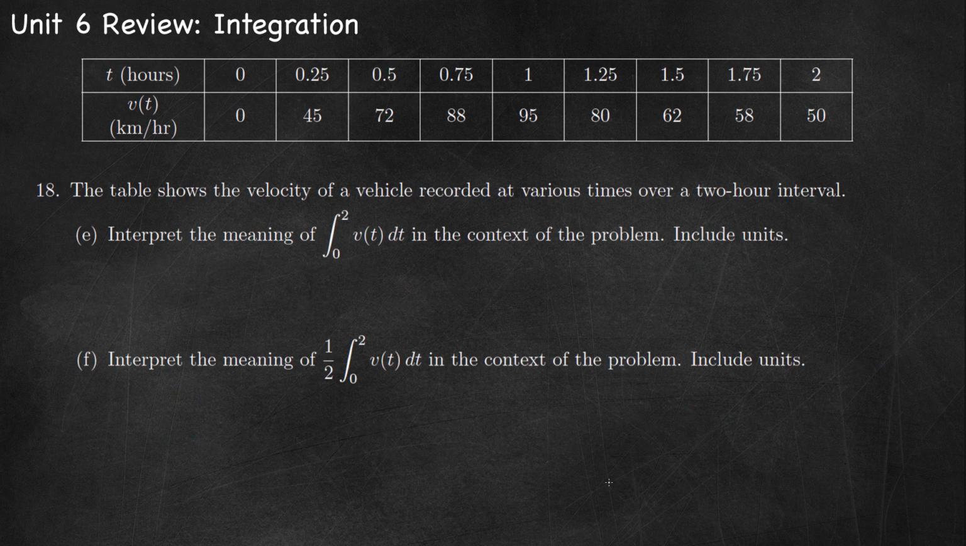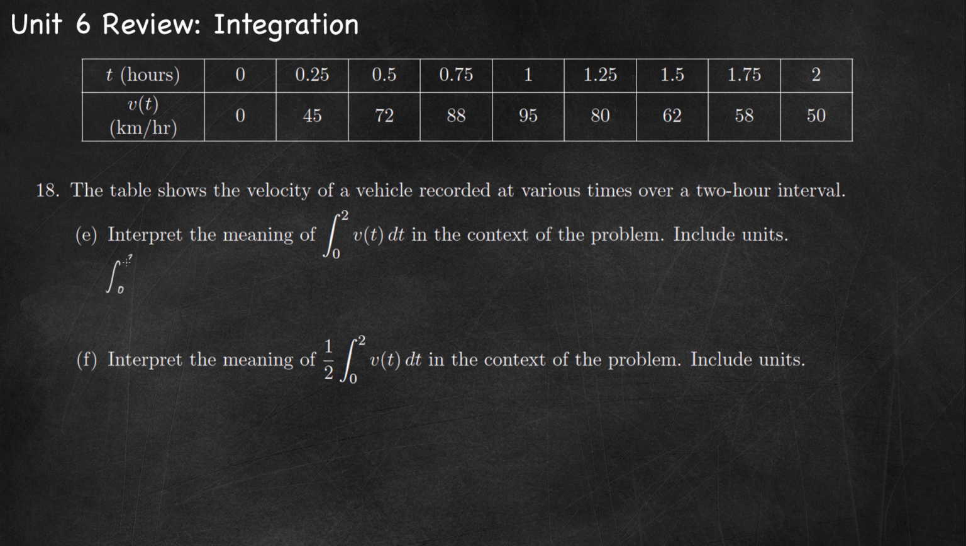Part E, interpret the meaning of the integral of v(t) dt from 0 to 2 in the context of the problem, including units. If we integrate velocity, we'll get p(2) minus p(0), which is the change in position. Remember, if you integrate a rate of change, you get the amount of change. So velocity is the rate of change of position. So when we integrate, we get the amount of change in the position, or in other words, net distance.